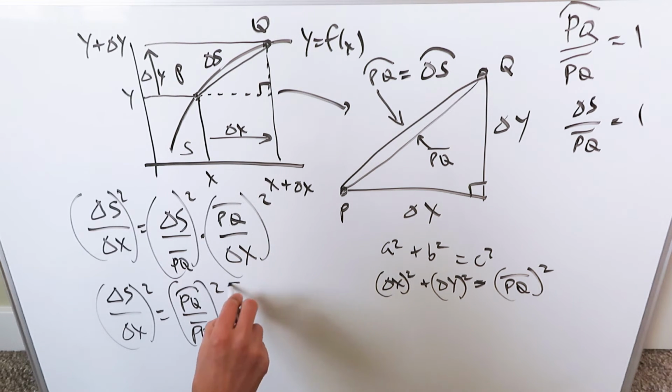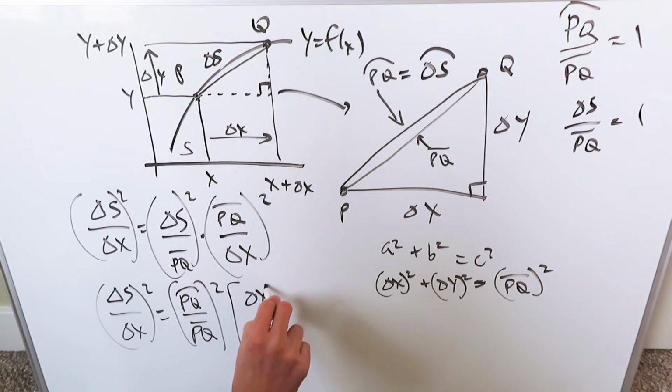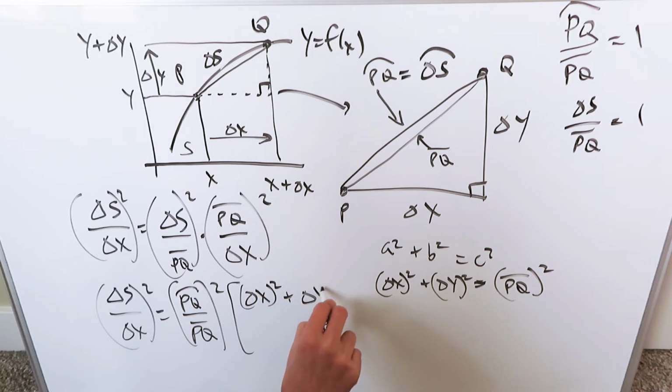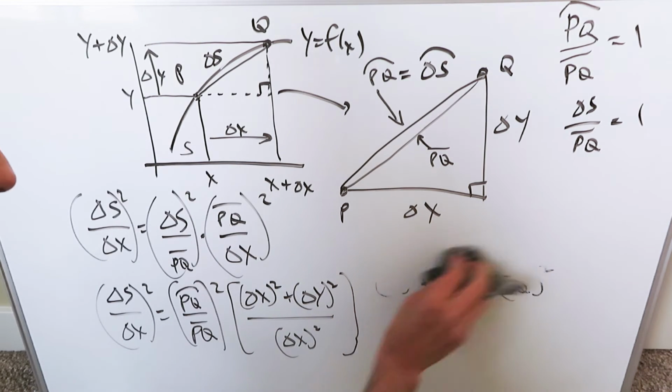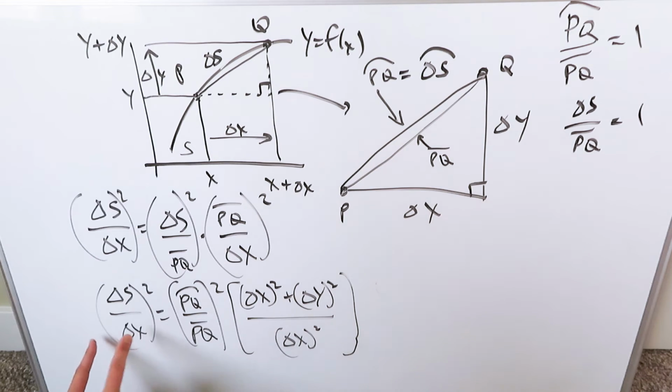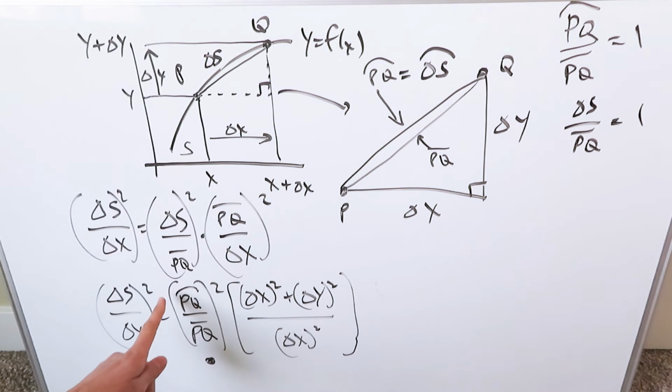When we bring it in, what do we have? We will have a delta x whole square plus delta y whole square all over delta x whole square, everything being separated using algebra and laws of exponents. This is what we have. And now this is where we have arrived. Look here at this term right here. I'm going to highlight it for you. I'm looking here at an arc over a segment PQ.